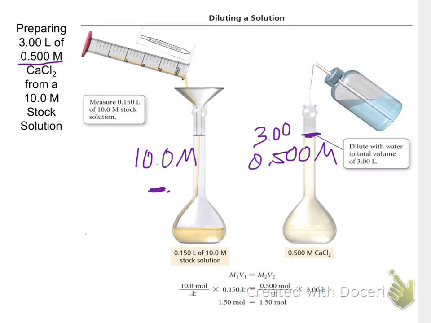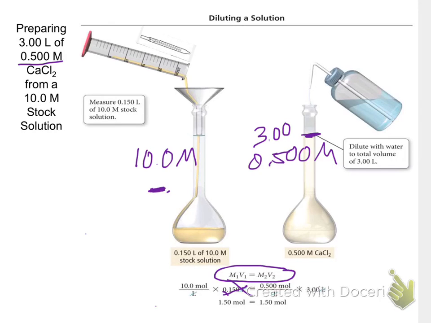Here is our dilution formula. It's really rewriting what we just talked about. We said MCVC equals MDVD. Most people will say this is M1V1 equals M2V2. So I can say I have 10.0 moles per liter, which is the same thing as molarity, times, this would be my X to start with.